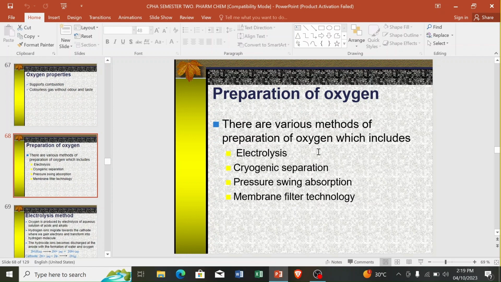So how do we prepare oxygen? Oxygen is prepared in 4 main methods. The one being electrolysis method, the second one being cryogenic separation, and then the third one being the pressure swing adsorption method, and then the last method is membrane filter technology.